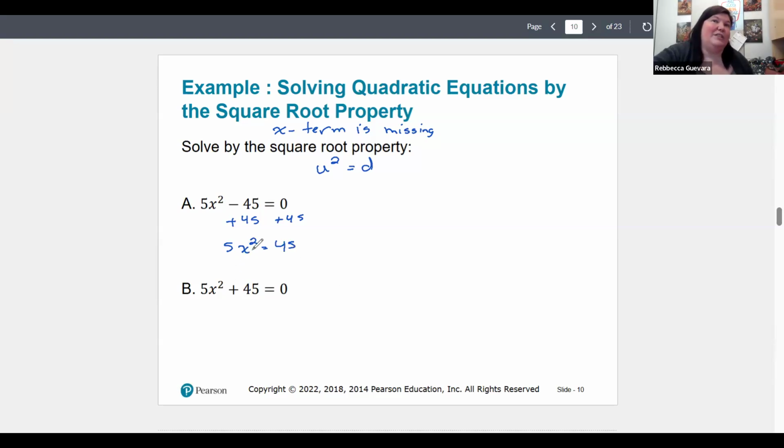Let's do one more thing, because I don't have a u squared, something squared by itself. I have 5x squared. So I'm going to divide both sides by 5, and I'm going to end up with x squared equals 9. So something we've already seen before.